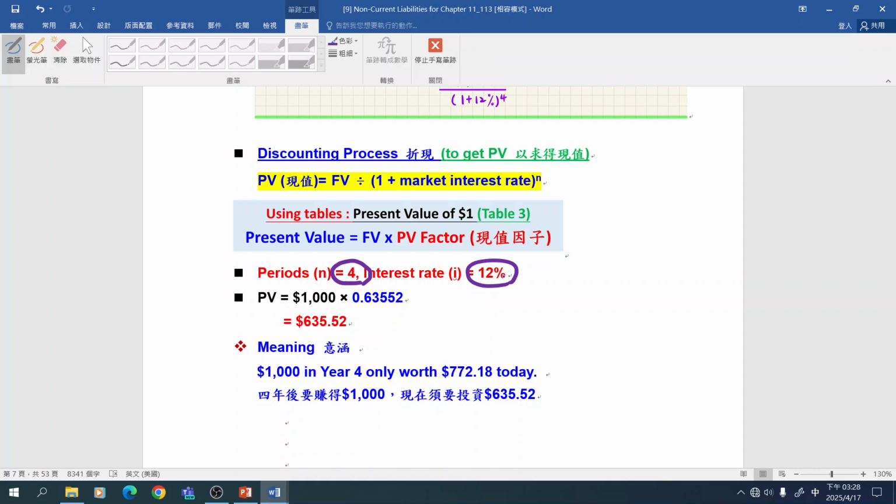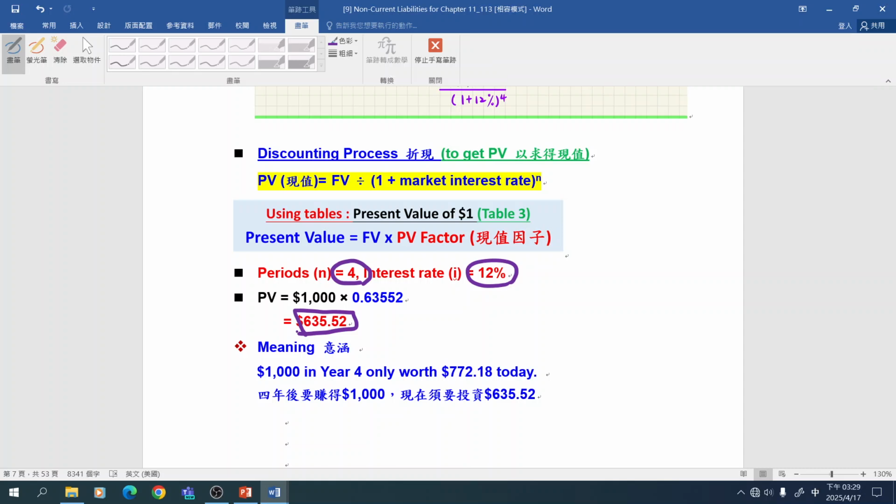So how to get your present value based on the future value, $1,000? You can look at accounting tables or you can use your calculators, depends on you. So the present value is $635.52, okay? So that's for your page 10. Any questions? No problem?